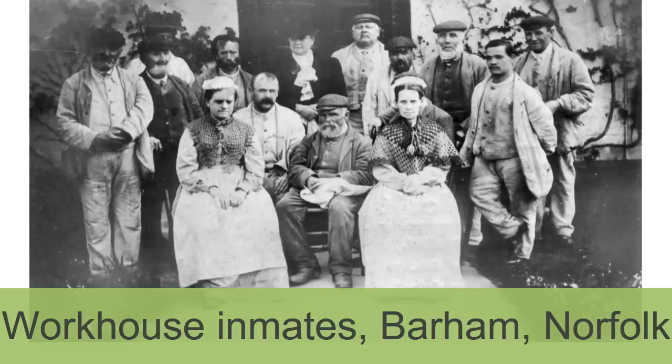I mentioned workhouse uniforms, and here are some inmates of the Bosmere and Claydon Union workhouse at Barham in Norfolk. The ladies at the front are wearing a typical women's uniform, a long gown made of blue and white striped cotton material, traditionally, with an apron, shawl and bonnet. The men are wearing their jacket, waistcoat and trousers. At many workhouses, the women made their own uniforms. It was one of the jobs given for the women to carry out.